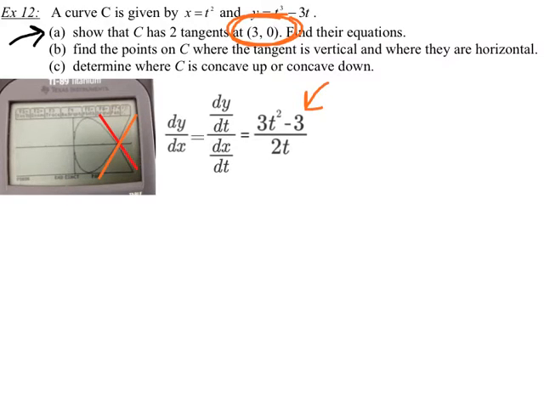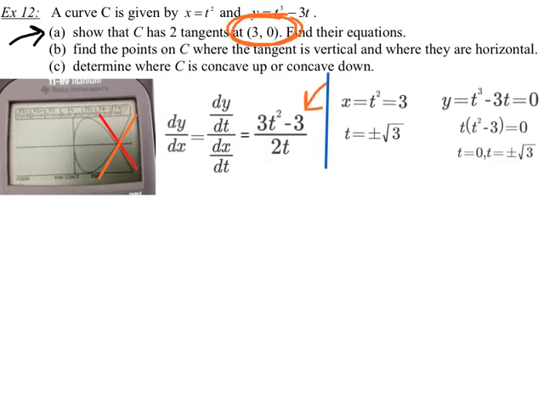So I'm going to have to set the x-coordinate equal to 3 and the y-coordinate equal to 0 and solve and look for common t-values. That's going to look like this. I'm going to solve those equations and I will get these results. Okay, so for x to equal 3, I have t equals plus or minus radical 3, and for y to equal 0, I have t equals 0 and t equals plus or minus radical 3.